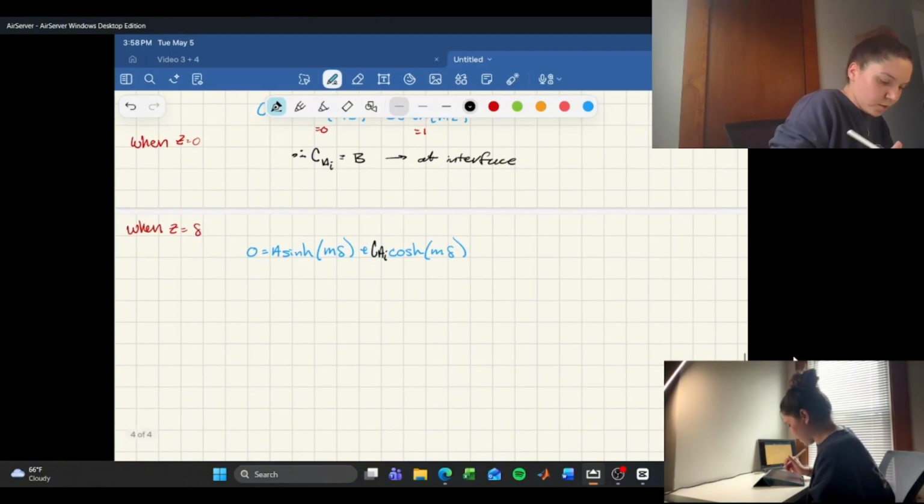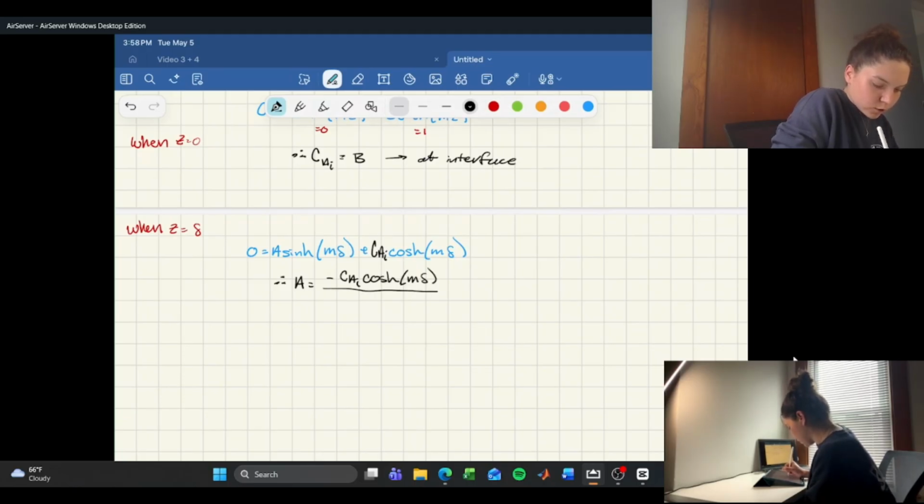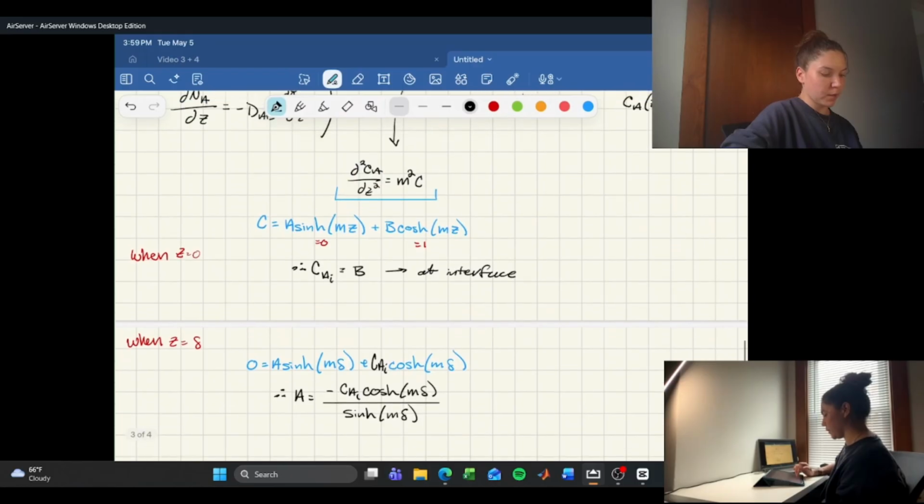So to solve for A, A is going to be equal to negative concentration of A at the interface times the hyperbolic cosine of m delta over the hyperbolic sine of m delta. Right. So now we want to plug in A and B to our general equation.